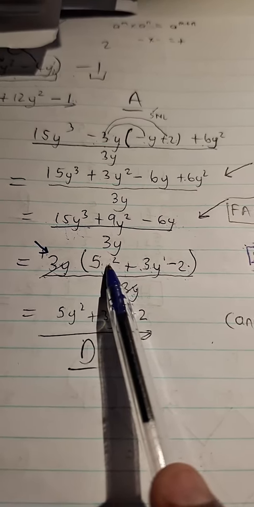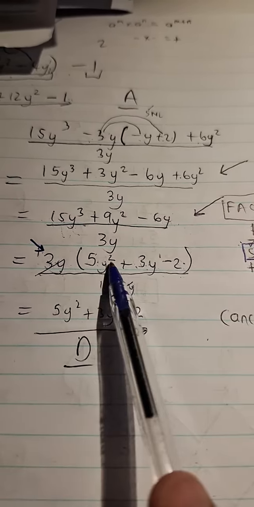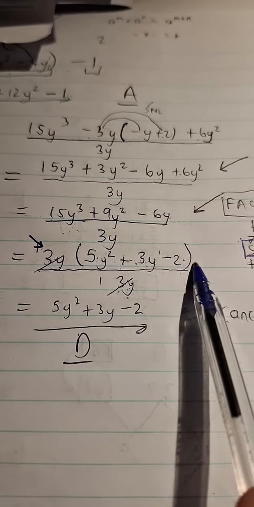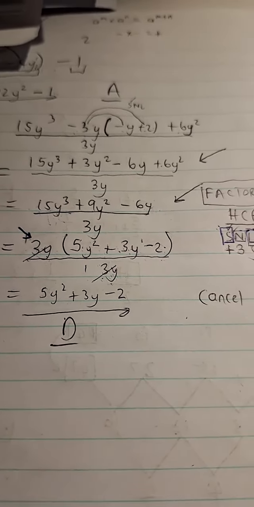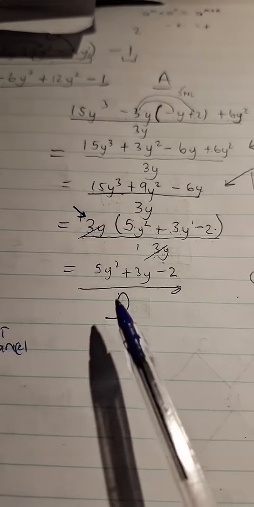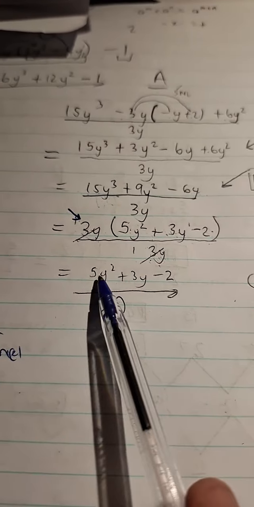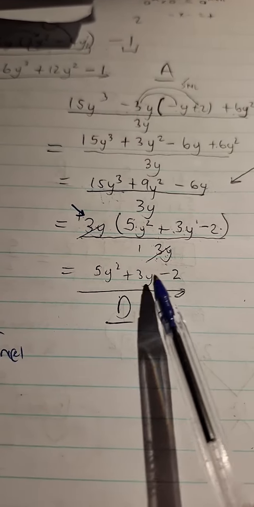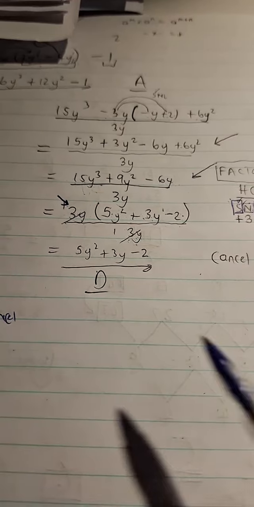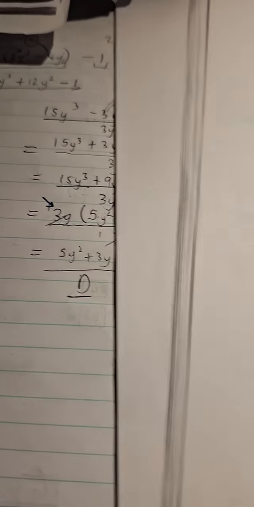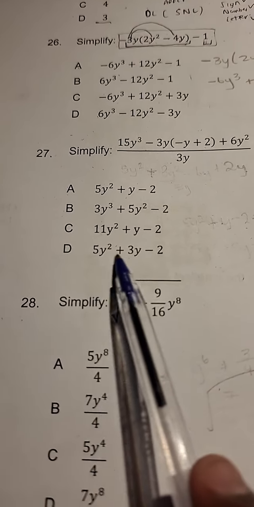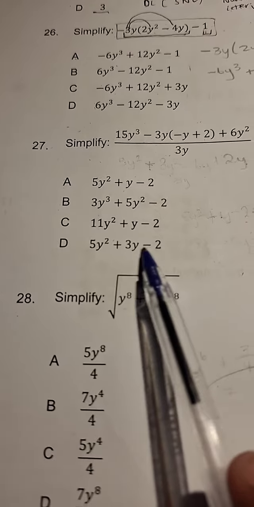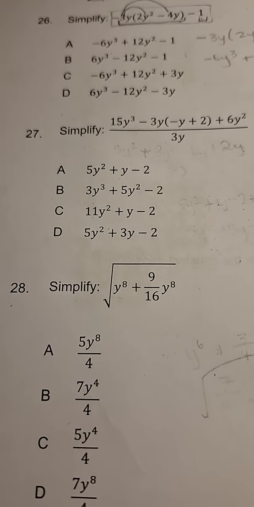What is left over? Then you write down those things that are left over inside the brackets. That's why we put brackets, because it is to simplify. Then we get that answer, which is 5y squared plus 3y minus 2. And basically that answer is our option. Option who? Option D. 5y squared plus 3y minus 2. Okay.